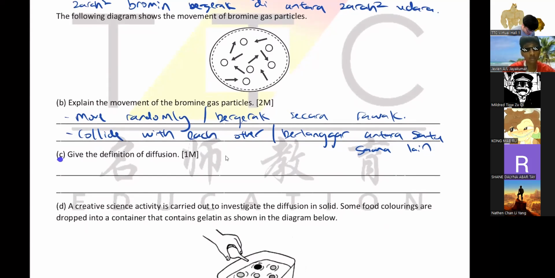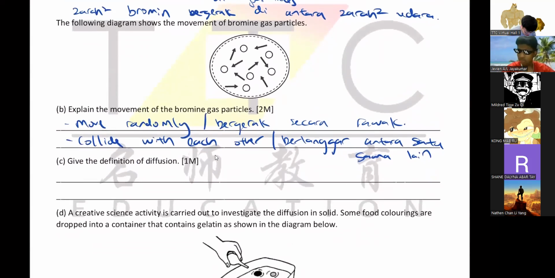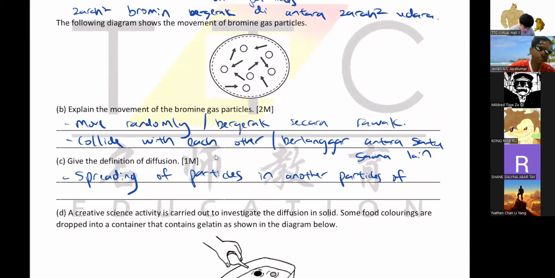Okay, anyway, so give the definition of diffusion. What is diffusion? Diffusion is the spreading of particles in another substance, among the particles of another substance. Let's say just now bromine diffused in air, so bromine particles diffuse in between air particles.